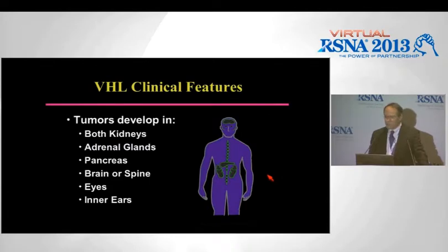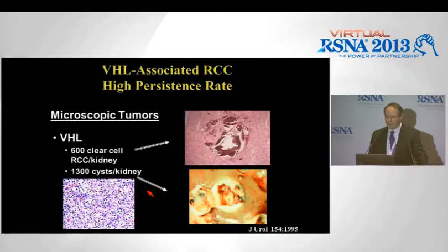So I'll just start with von Hippel-Lindau disease, which, as you know, affects not only the kidneys but the adrenals with pheochromocytomas, pancreas with cysts and neuroendocrine tumors, hemangioblastomas in the brain and spine, angiomas in the eye, and endolymphatic sac tumors in the inner ears. So it's a systemic disease. I'm not going to illustrate all the radiologic features. I'm going to focus on kidneys.